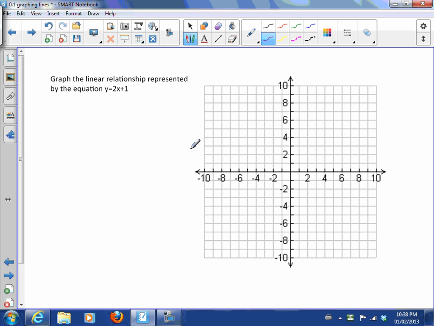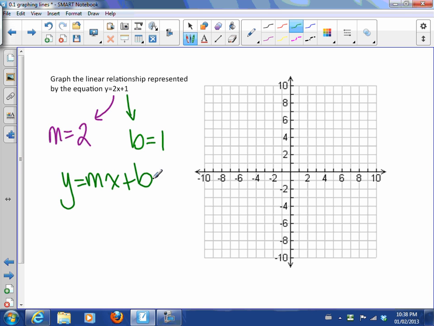So first I want to start by graphing the relationship represented by the equation y equals 2x plus 1. The first thing I want to do is recognize that the slope is 2, and that the y-intercept is 1. So remember, this is y equals mx plus b. It's just that in this case the m is 2 and the b is 1. So what does that mean for a line?